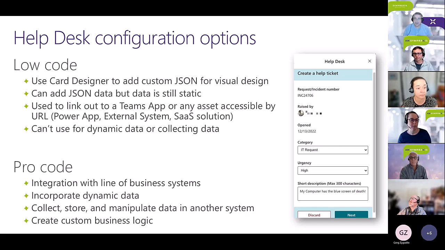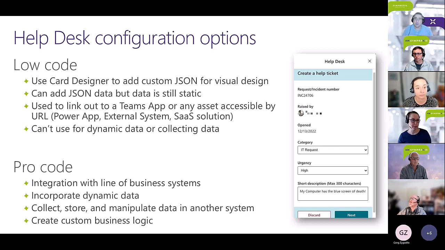You can add data, but at the end of the day, the data is still static. There's no dynamic methodology there to get the data, and you could just copy data in from JSON if you wanted to. But what you can do with this card is you have the option to create a different user interface like you see here, and then also link out to a Teams app or any asset that's accessible by a URL. So if you have a Power App you want to link out to, if you have an external system, if you have a SaaS solution, you can just link users directly out to there.